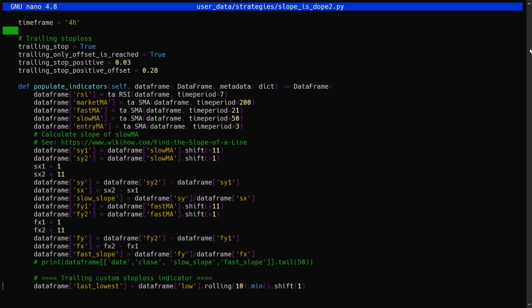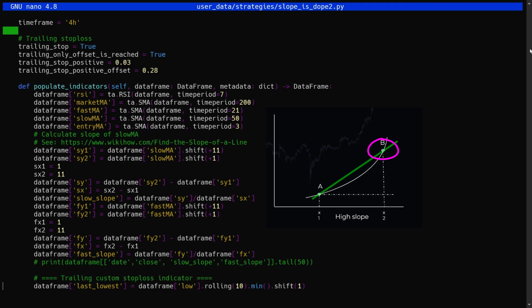Then there are a slow and fast moving average. The slopes I use are determined from these MAs. And then there is an entry MA, which I will explain later. In this section I calculate the slopes, and I will only use the slow MA as an example here. The rise I explained earlier is determined by the SI2 and X2 and SI1 and X1 points. SI2 X2 is the average price of the previous day, which can be seen as point B from the earlier example. And the SI1 X1 is the average price of 11 days ago, and also comparable with point A.